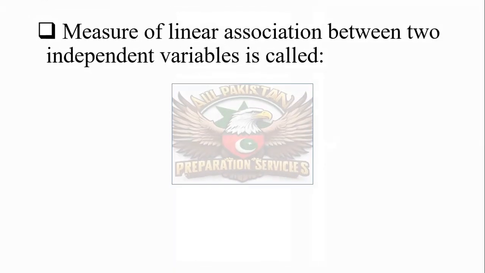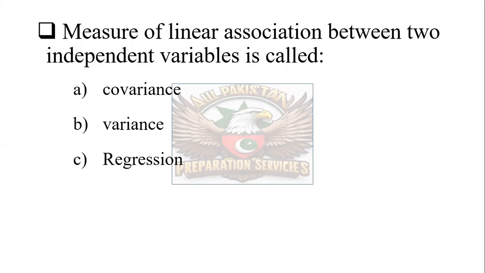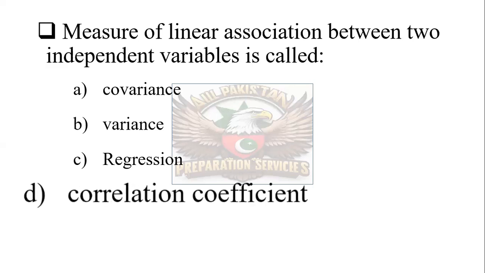Next question is that a measure of linear association between independent variables is called covariance, variance, regression, or correlation coefficient. And the correct one is correlation coefficient. The measure of the linear association between two independent variables is called correlation coefficient.